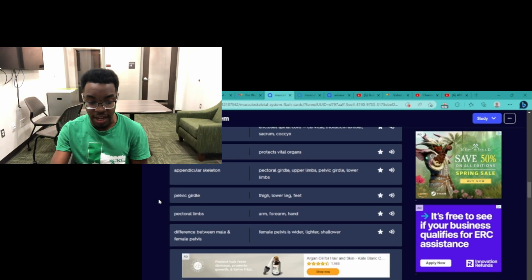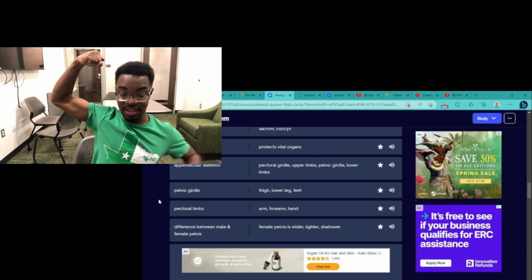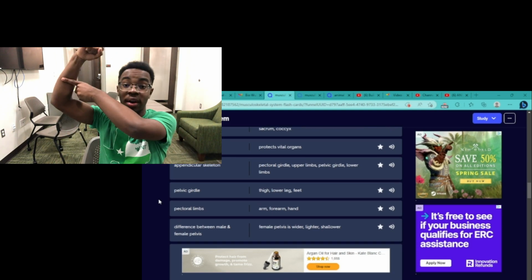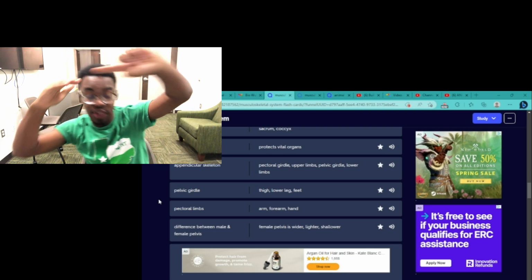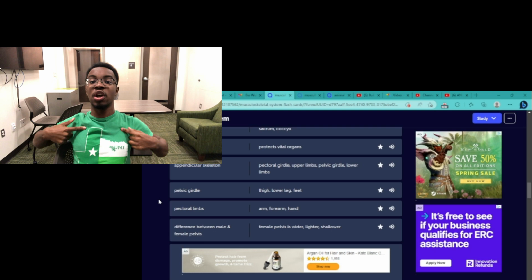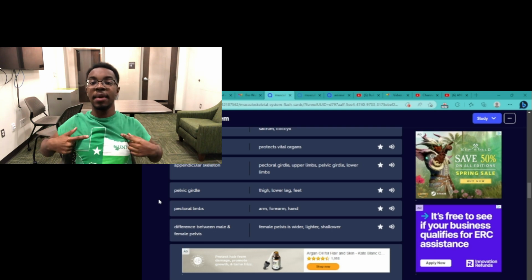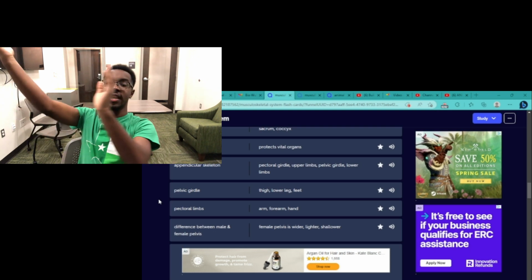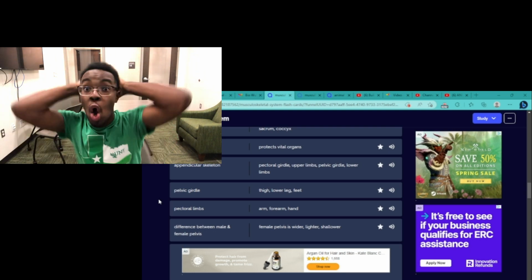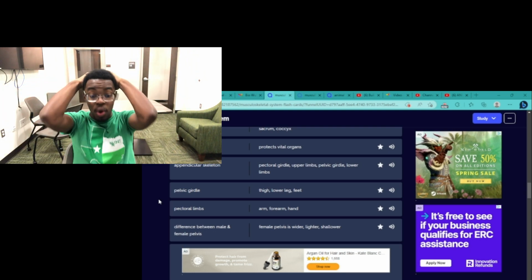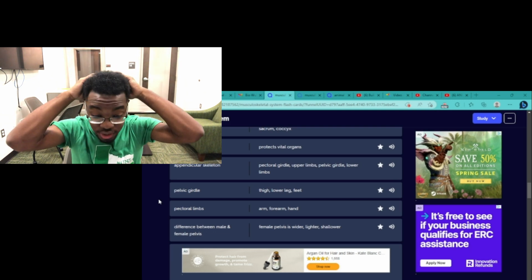A little over halfway. And so our pectoral limbs are going to be our arm, our forearm, and our hand. Let that sink in. These are our pectoral limbs. This is your arm. This is your forearm. This is your hand.